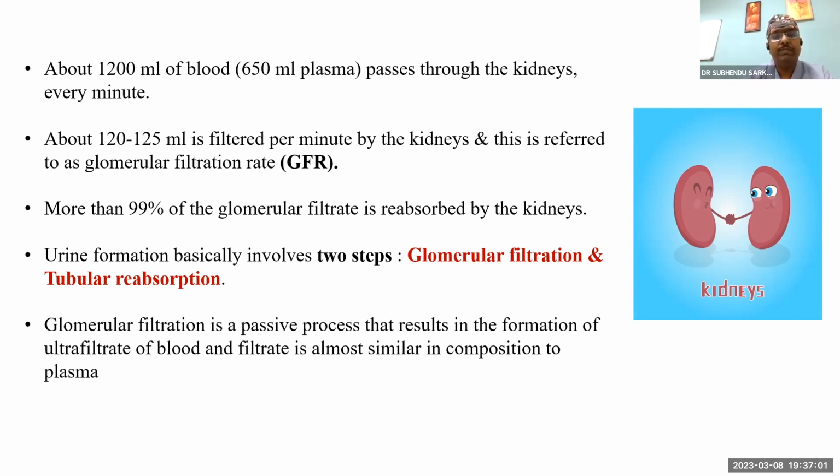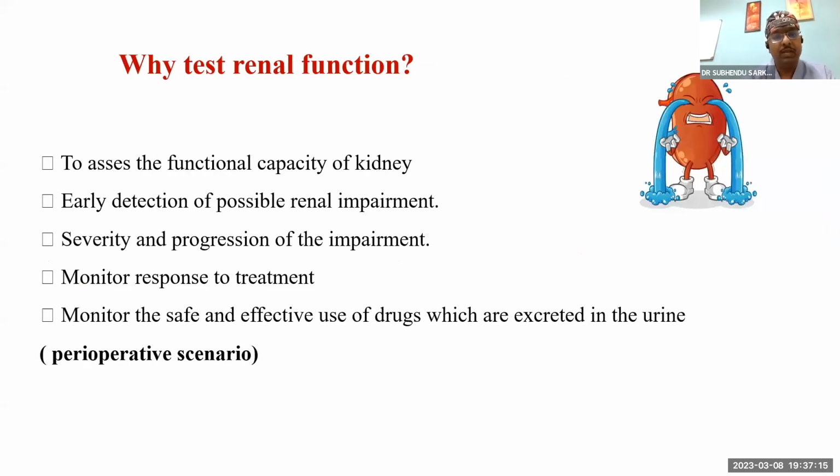Urine formation basically involves two steps: glomerular filtration and tubular reabsorption. Filtration is a passive process and results in the formation of the ultrafiltrate of the blood, and the filtrate is of almost similar composition to the plasma. So why do we test renal function?